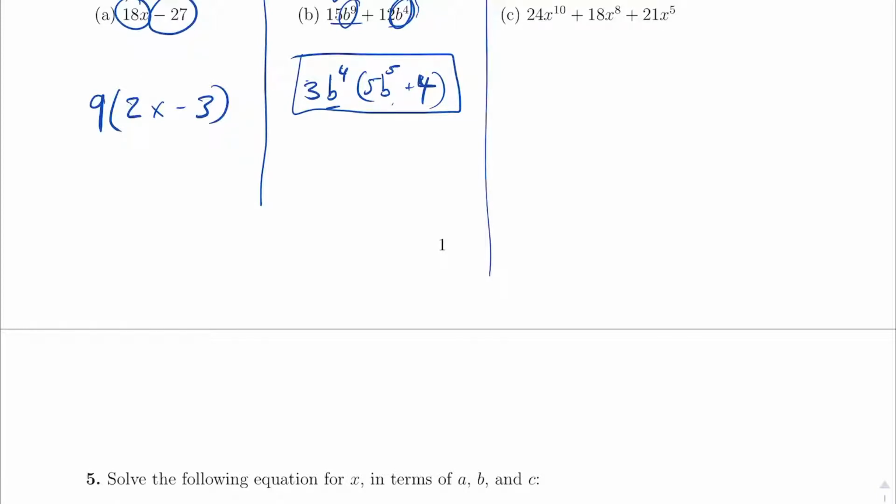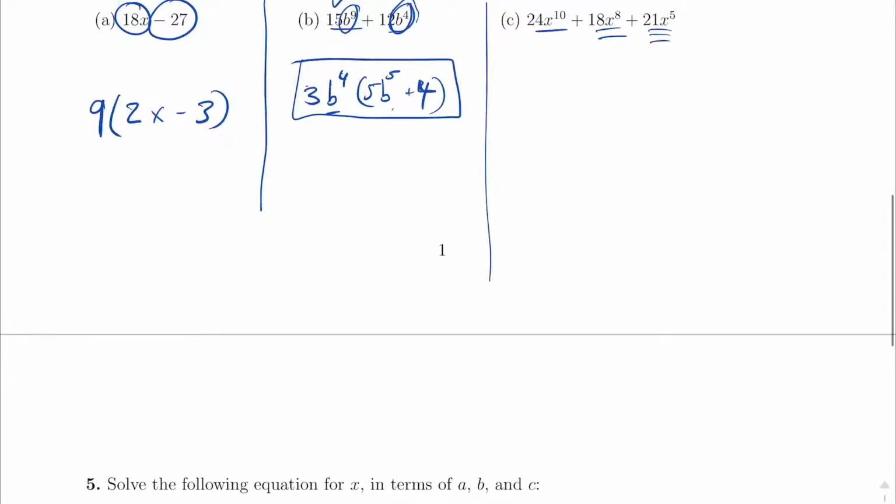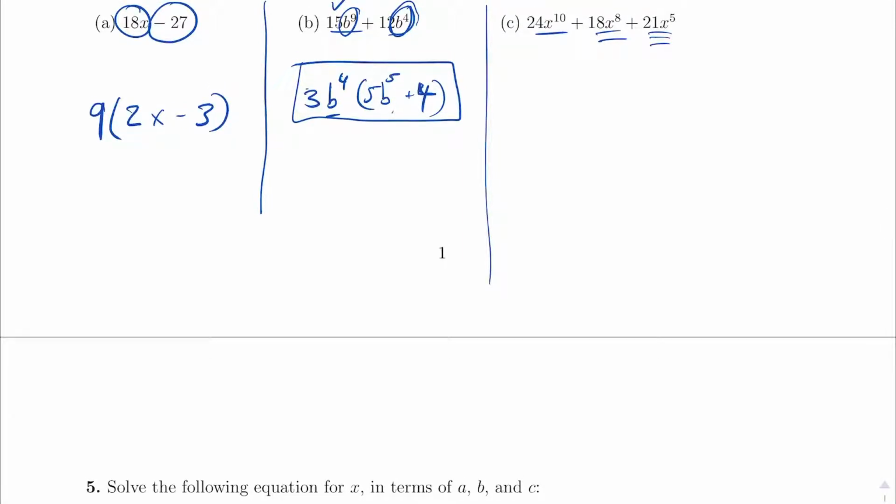Next up for part C, we're looking for the greatest common factor for all three of these terms. So that's going to be a number that divides all three of these, which would be 3. And then what power of x do they all share in common? Well, they all have at least x to the 5th, so we'll factor out x to the 5th. That gives us 8. 3 times 8 is 24.